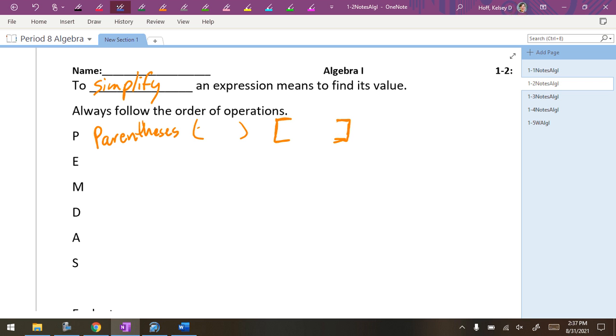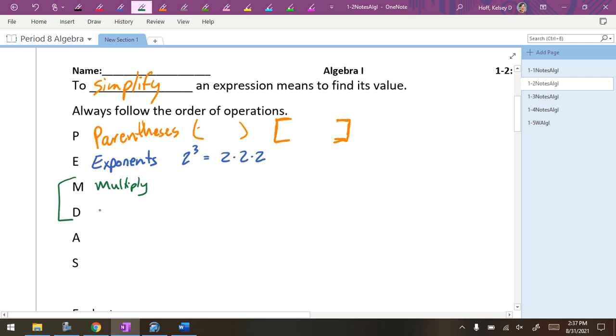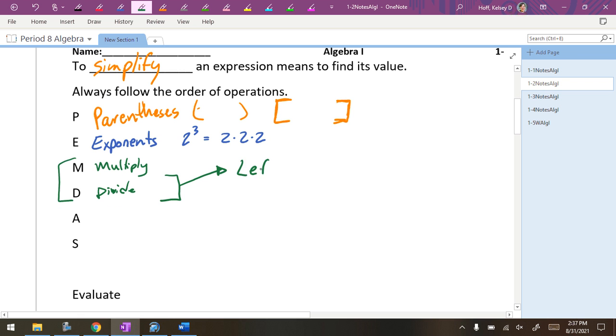E stands for exponents. Exponents are just repeated multiplication, remember? 2 to the third power really means 2 times 2 times 2. Now, M stands for multiply. D stands for divide. Technically, do you always have to multiply before you divide? No. These are basically on the same level. You work left to the right. You start on the left and work your way to the right.